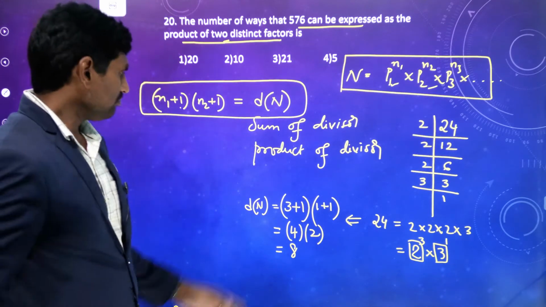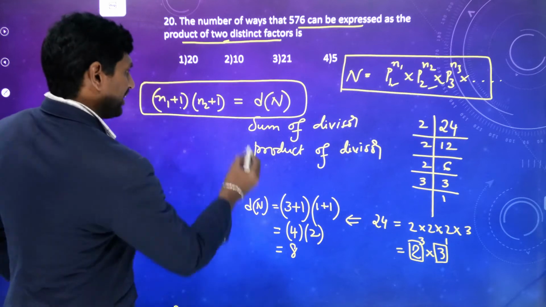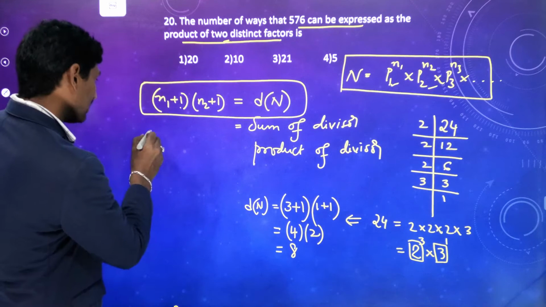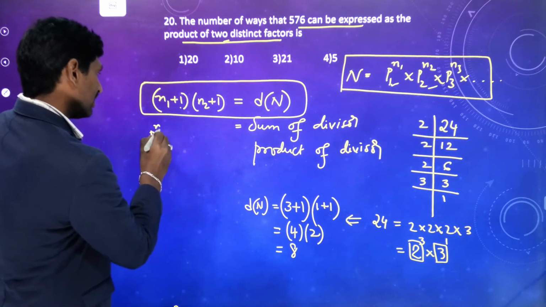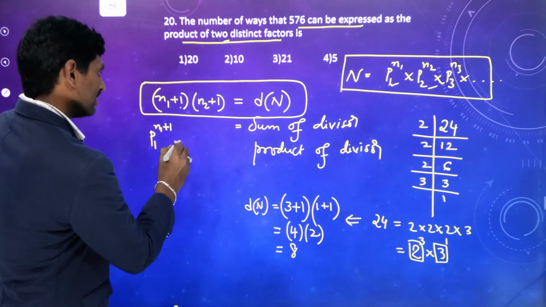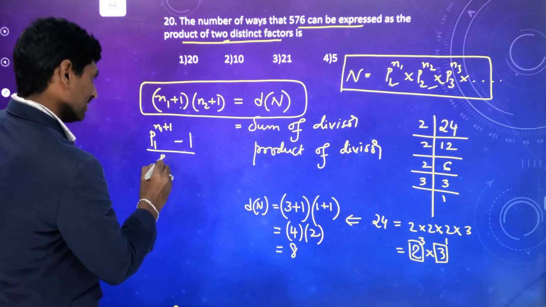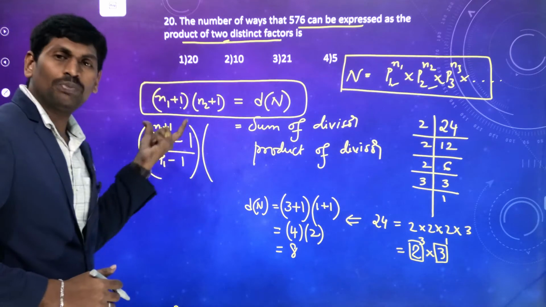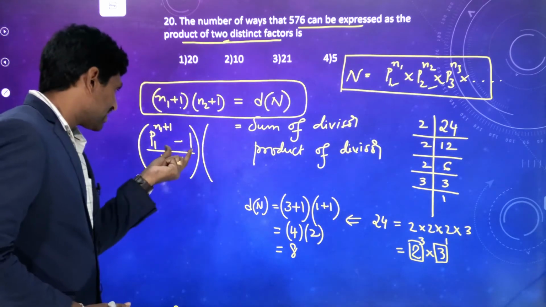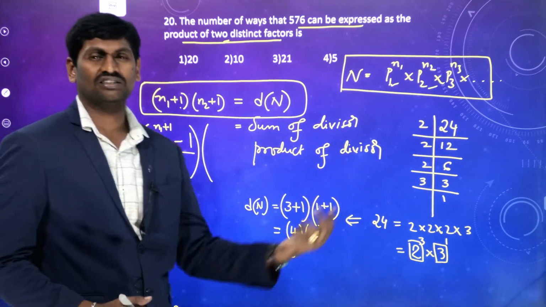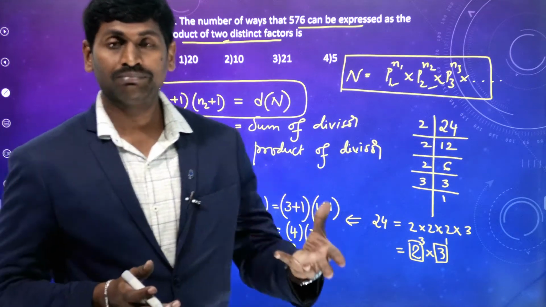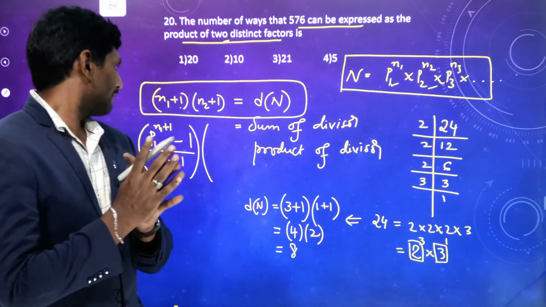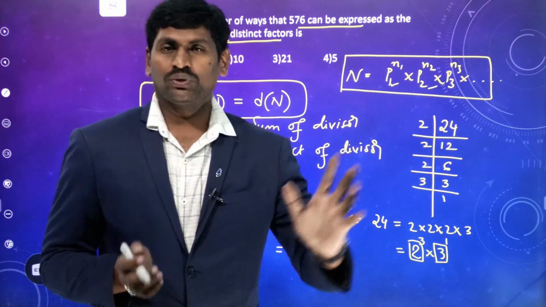We apply it like this. In the same way, the sum of divisors also. What is the formula you learned until then? P1 power n1 plus 1 minus 1 by P1 minus 1, into P2 power n2 plus 1 minus 1 by P2 minus 1, and so on like that. That depends on the number of prime factors. A simple question to you all.